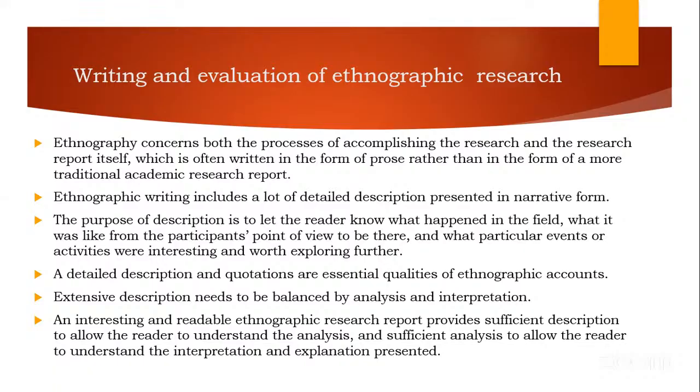So it's a stepwise process. First, you provide the description. This description must be done in such a way that the readers are able to understand the analysis, why you have done something, how you have analyzed the data. All these things come after the description part. Once you have sufficiently analyzed the information that you collected, then this analysis must facilitate the understanding of the interpretation and explanation presented. So your interpretation of the results will depend upon the level of analysis that you have done. These are the different aspects of writing and evaluation of ethnographic research.